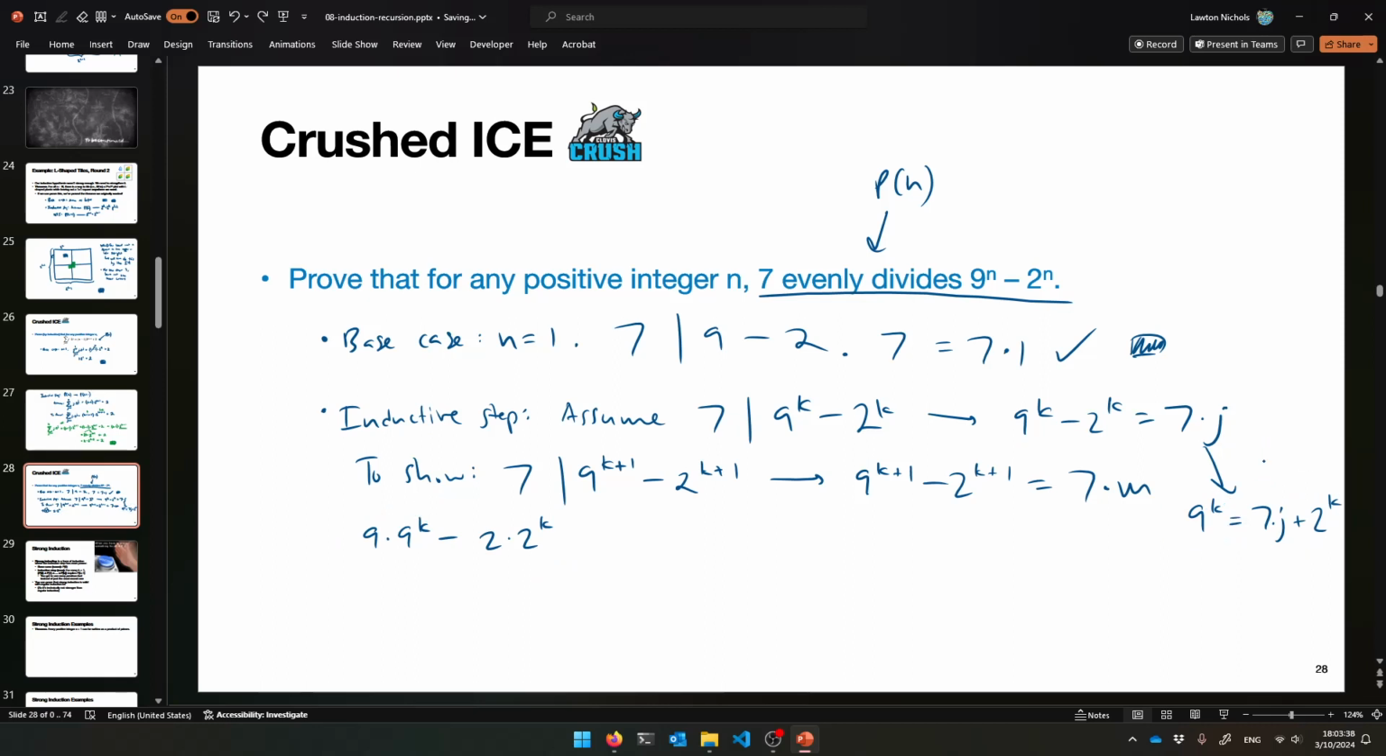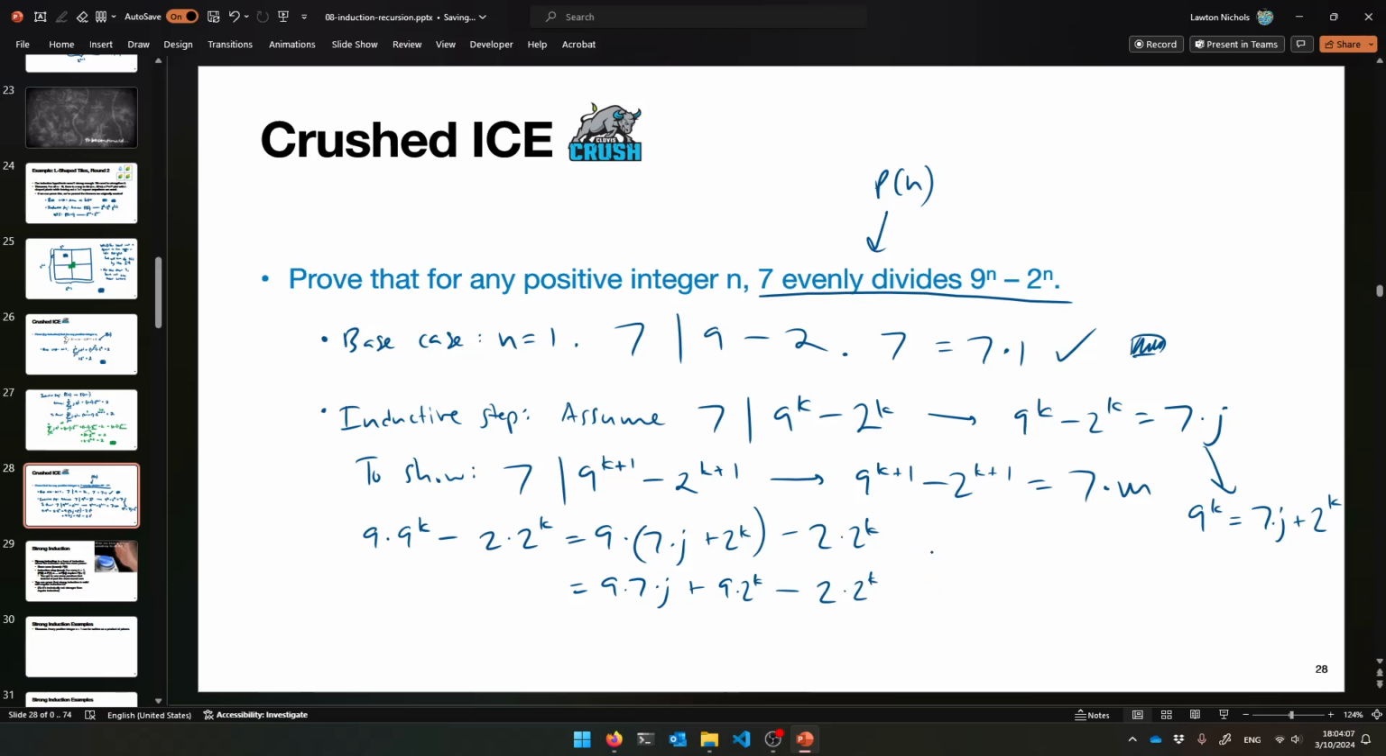Let's do that replacement. So this is equal to, by the inductive hypothesis, 9 times this guy, 7 times some integer j plus 2 to the k, minus 2 times 2 to the k. All right, let's distribute that 9. So this is 9 times 7 times j, I promise this is going to work out, plus 9 times 2 to the k, minus 2 times 2 to the k. Okay, that's still all there.